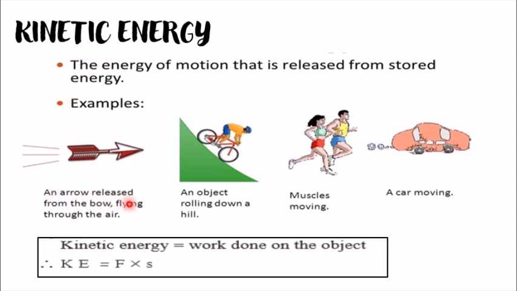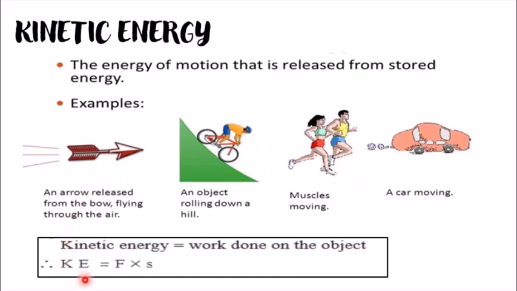Examples: when an arrow is released from the bow and it is flying, at that time it is having kinetic energy, because it is moving. When a particular object or a person is rolling down the hill, it is having kinetic energy. When we are moving our muscles, kinetic energy is working. When a car is moving, kinetic energy is working.